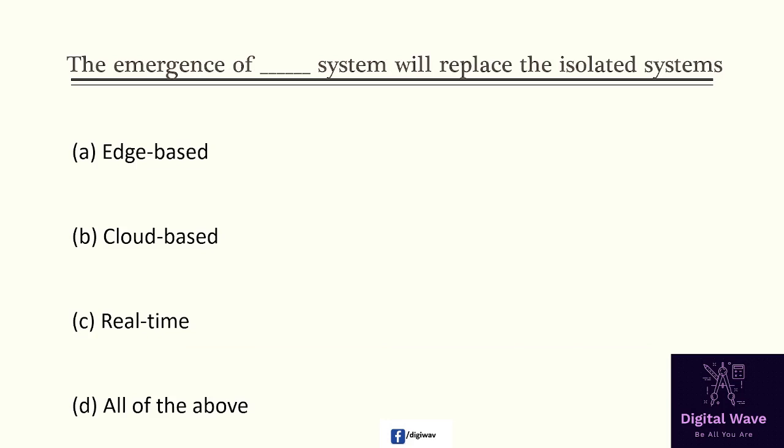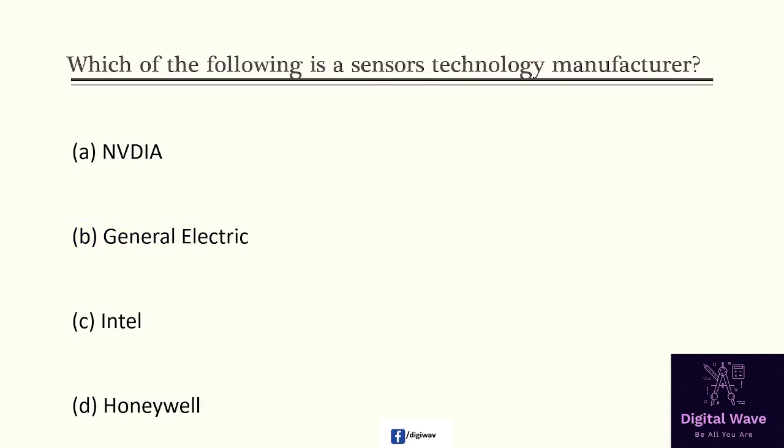Next question is, the emergence of system will replace the isolated systems. So option A is edge based, option B is cloud based, option C is real time, and option D is all of the above. So right answer will be option B, cloud based. Next question is, which of the following is a sensors technology manufacturer? Option A is NVIDIA, option B is General Electric, option C is Intel, and option D is Honeywell. So right answer will be option D, Honeywell.